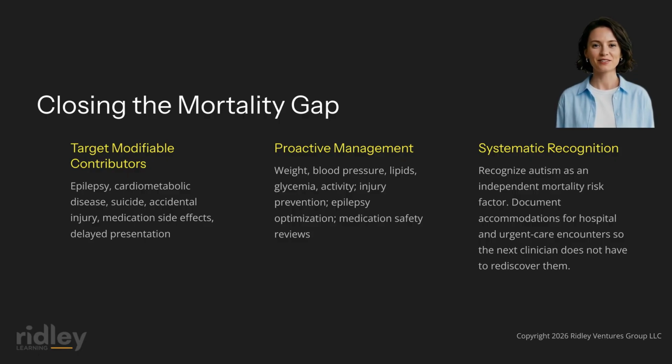Recognize autism as an independent mortality risk factor, screen systematically for the modifiable contributors, coordinate proactively with primary care, and document accommodations needed for hospital and urgent care encounters, so that the next clinician doesn't have to rediscover them during an acute event. This proactive, coordinated approach is how we begin to close the mortality gap for autistic individuals across the lifespan.